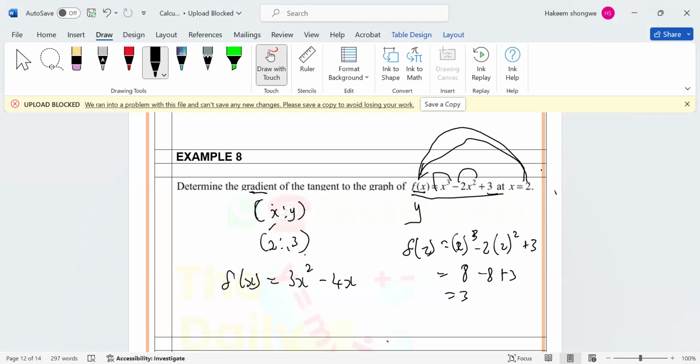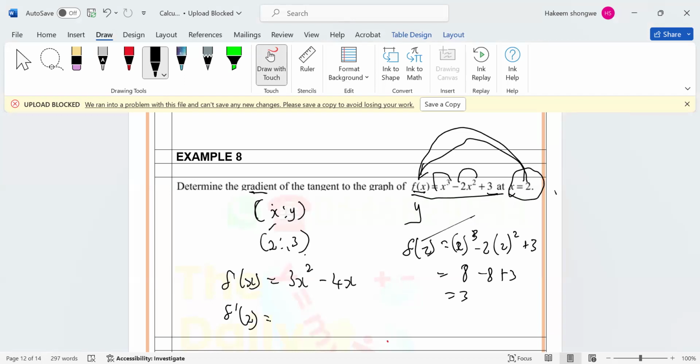They don't want the gradient of the curve. They want the gradient when x is equal to 2. They are a bit specific. So how am I going to get the gradient when x is equal to 2? I'm going to say f prime of 2. Not f of x, f prime of 2. What does f prime of 2 give me? It gives me the gradient. What does f of x give me? It gives me y.